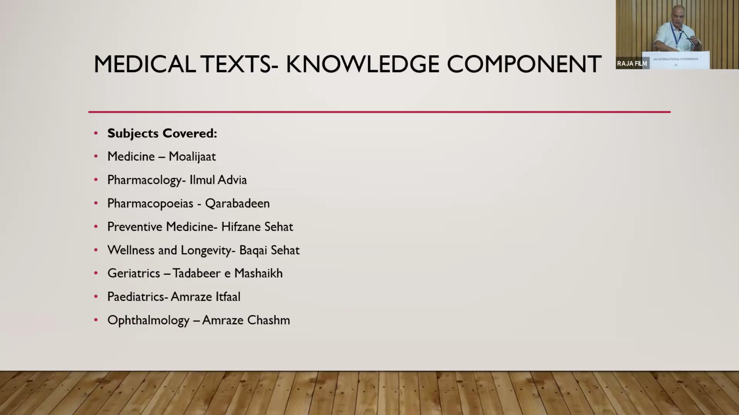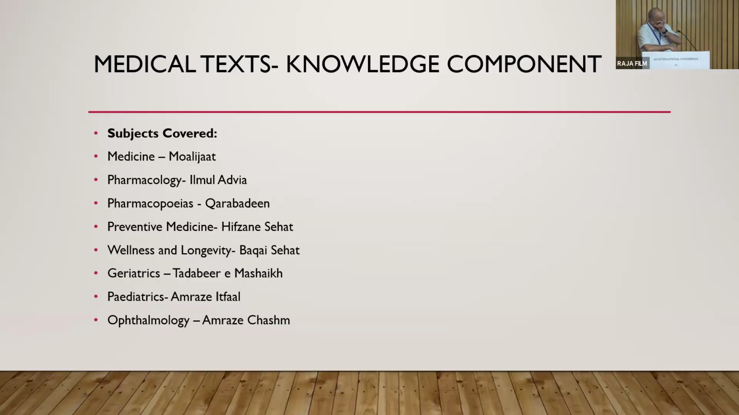Now, if you look at the knowledge content, almost every topic of medicine which was prevalent at that time under the sun was included. But here I have given only where a specific book was written on a subject. So these are the books on the specific medical subjects. You will find subjects like medicine, pharmacology, pharmacopoeias, preventive medicine, wellness and longevity, geriatrics, pediatrics, and ophthalmology.